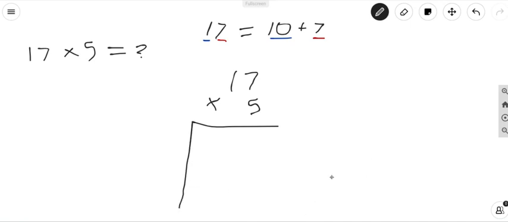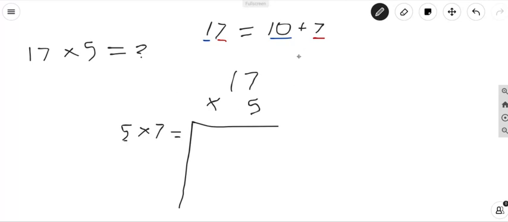So the first thing we always do is line them up like this. And then I'm going to put my 2 problems over here based on the place value. So I'm going to do my ones first. So I have 5 times the 7 ones, and that answer is going to go there.